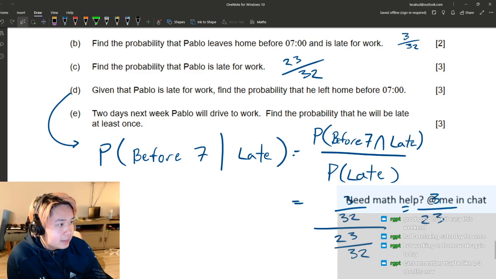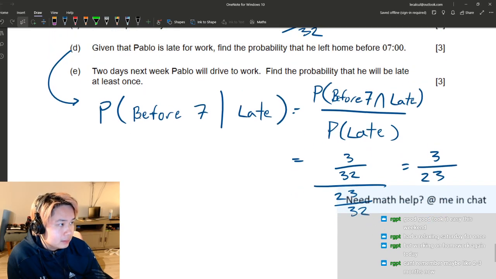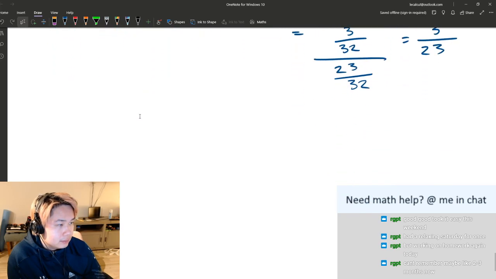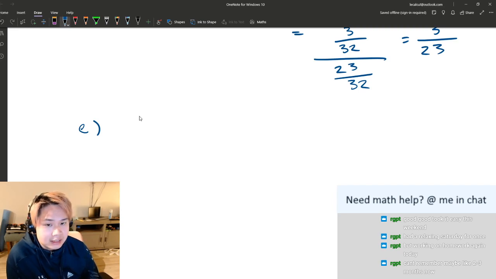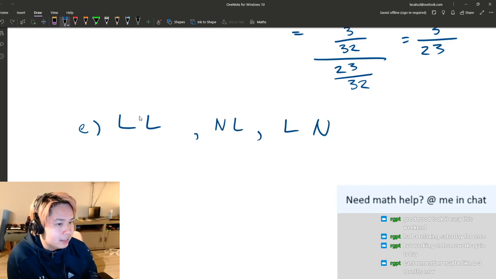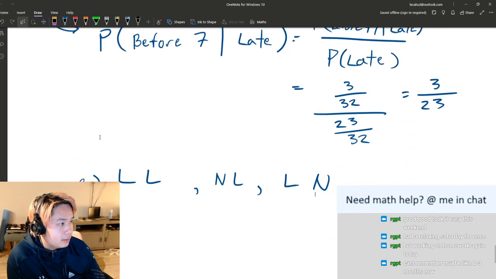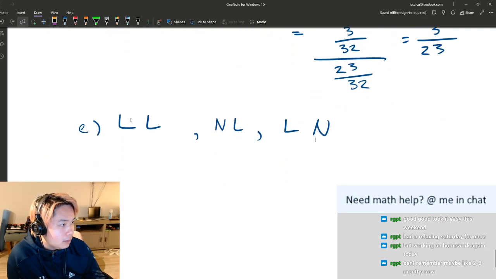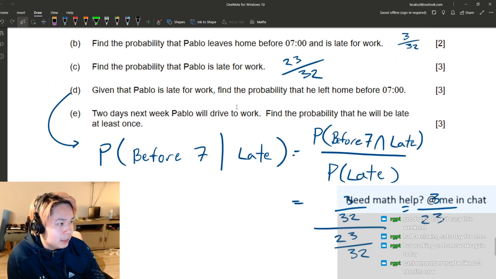Then, the next 2 weeks, Pablo's going to drive to work, and then find the probability that he will be late at least once. So for him to be late at least once means that he's either late both times, so late and late, or he's not late and then he's late, or he's late and then he's not late. So we calculate the probability of each one of these and then we add them up to find out this probability here.